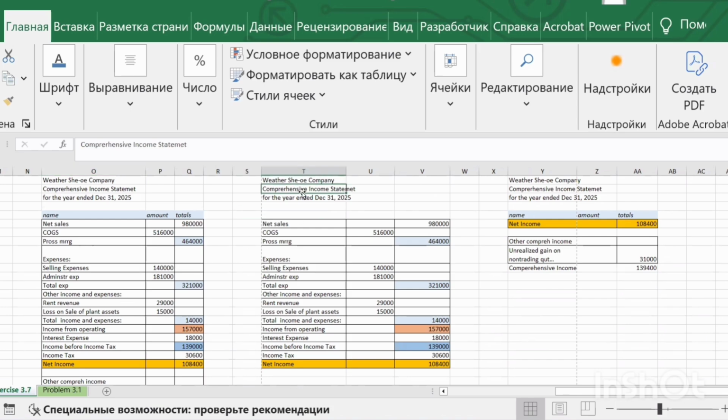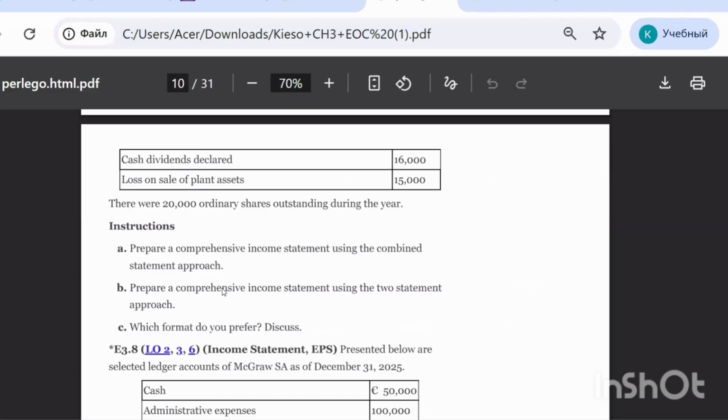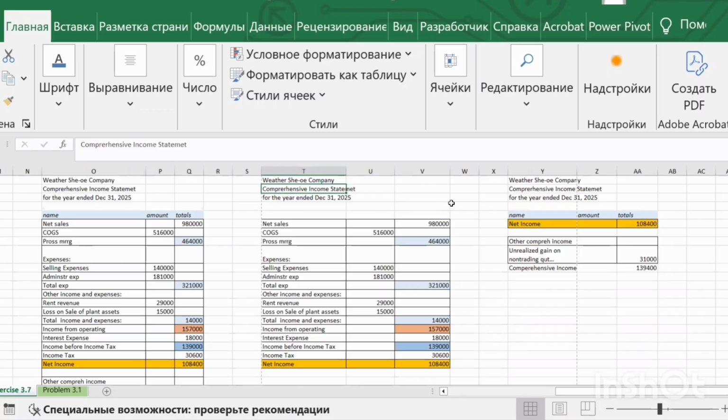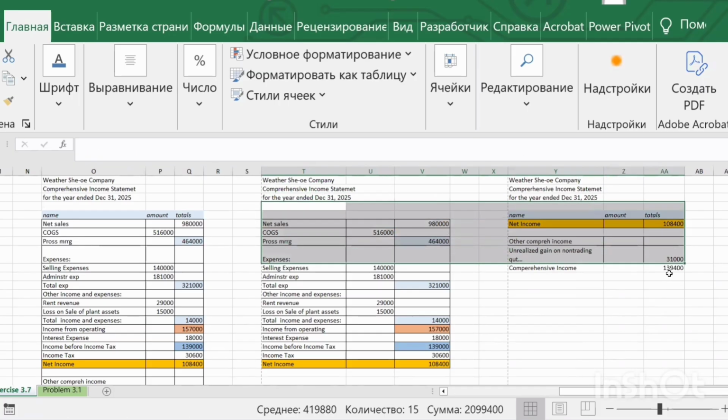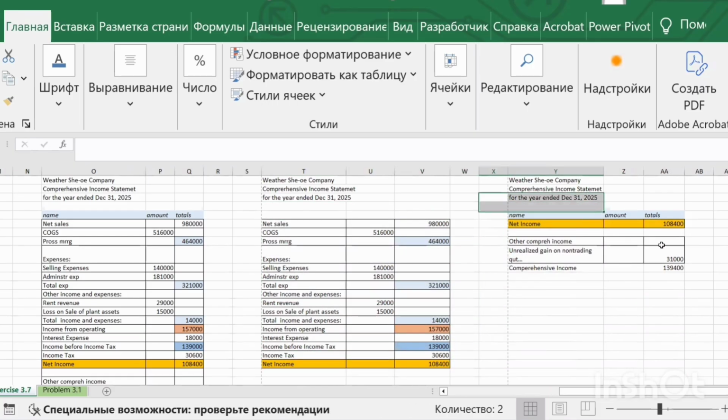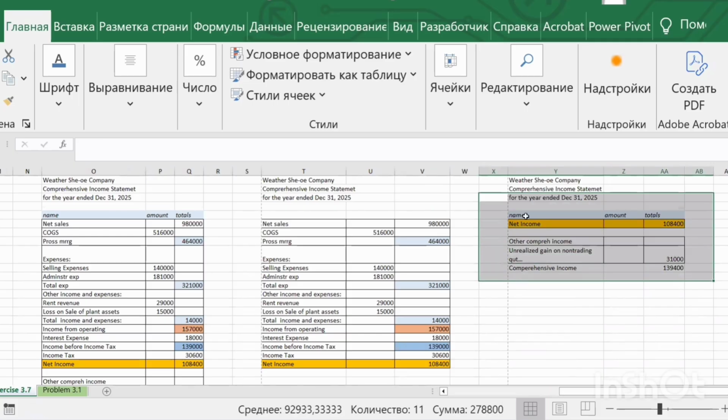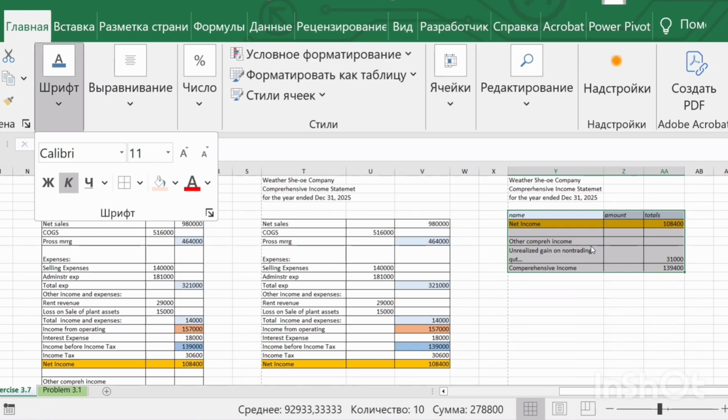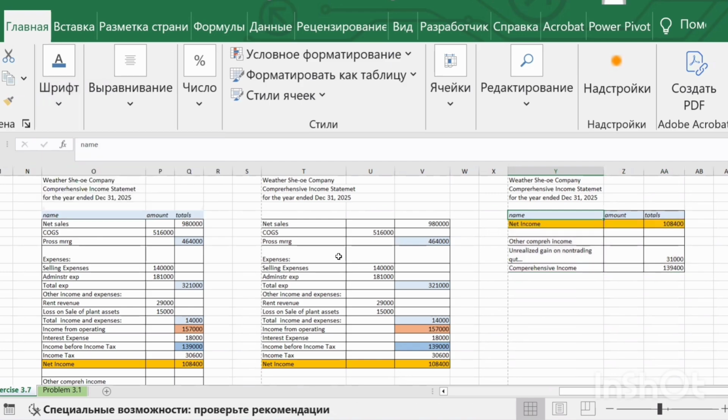But at the same time, if we look at the second method, the comprehensive income using the two-statement approach, we have similar data, but it is not general, and we have two different tables, which personally for me is not convenient for reading as a third party who has never seen these statements before.